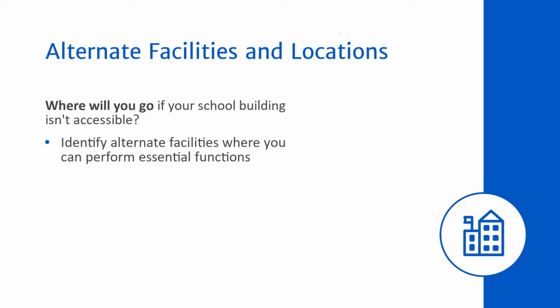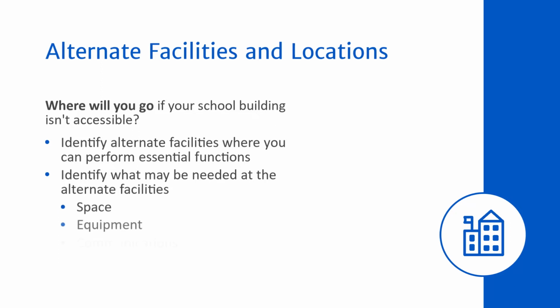It's important to not only think about where these essential functions will take place, but also what is needed at the alternate facilities. Do the alternate facilities provide sufficient space, equipment, and communications capabilities? If not, can they be modified or have equipment brought in? Are they accessible to those who need to access them? If students and teachers are in a remote learning environment, do they have the tools they need?